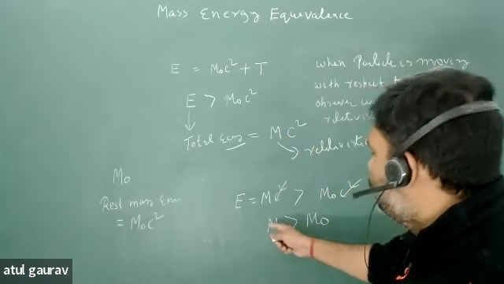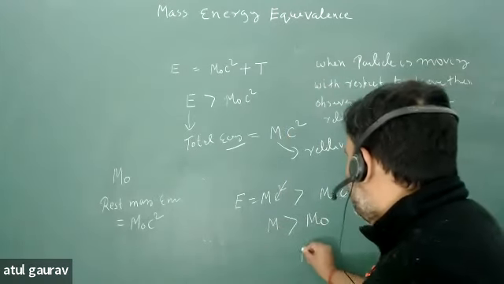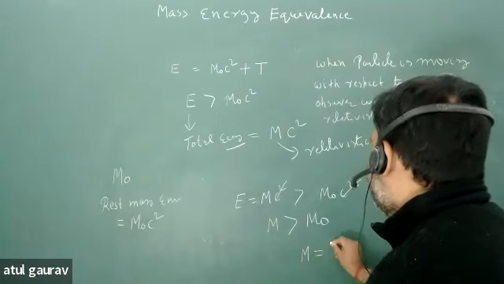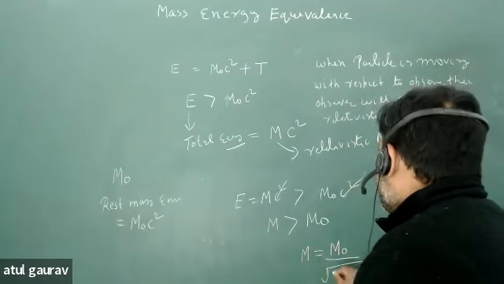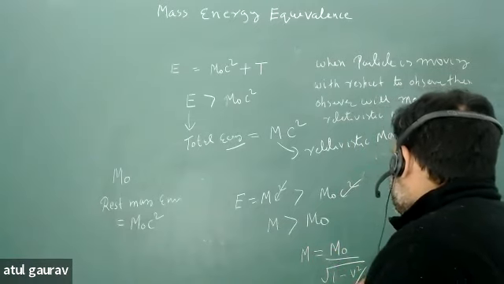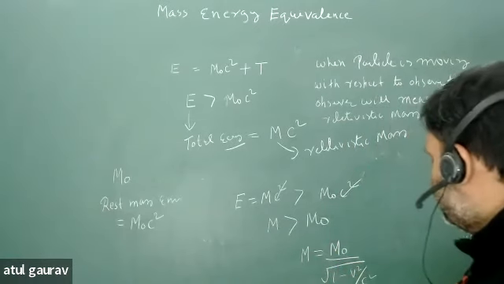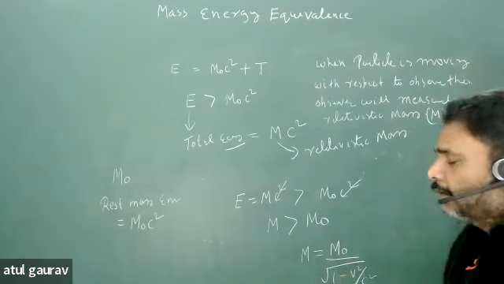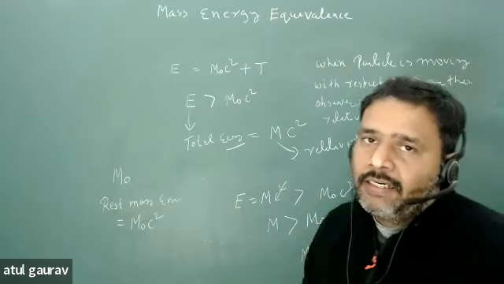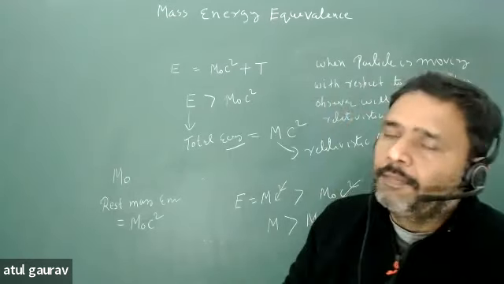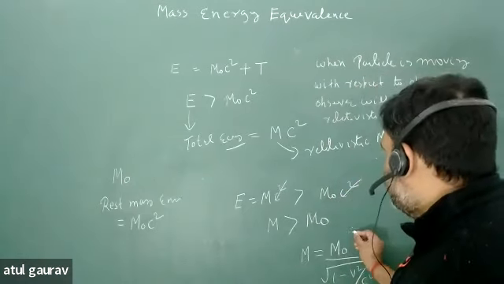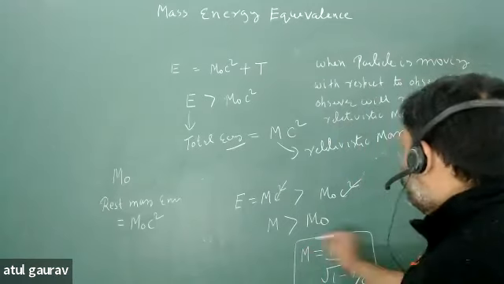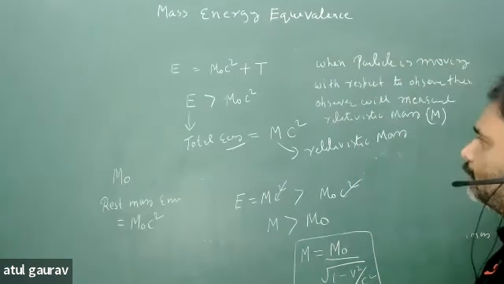And what is this m? The relativistic mass m can be identified as m naught root under 1 minus v square upon c square. And what is v? V is the relative speed between the observer and the mass whose rest mass is m naught. So you can see this will be your relativistic mass.